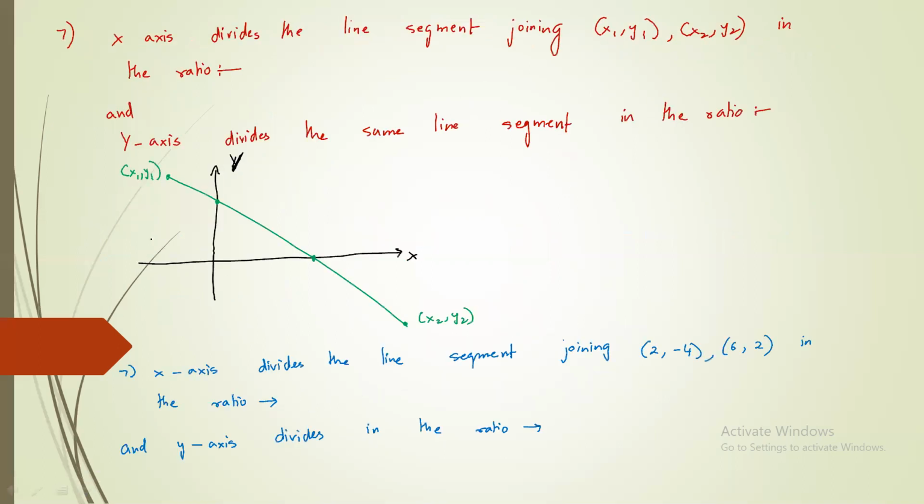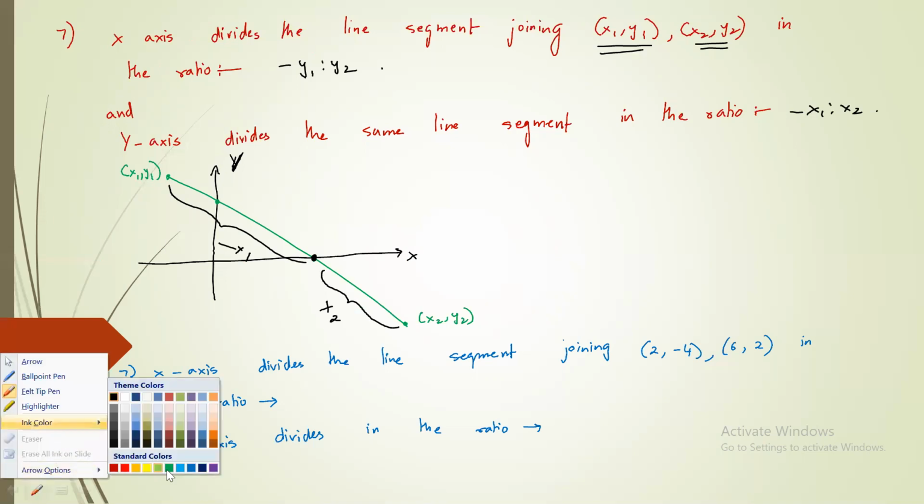Let's see question number 7. X-axis divides the line segment joining x1, y1, x2, y2 in the ratio minus y1 is to y2. And y-axis divides the same line segment in the ratio minus x1 is to x2. If you look at the diagram, x-axis is dividing the line segment at this point, and the ratio will be minus y1 is to y2. This is how you can remember.